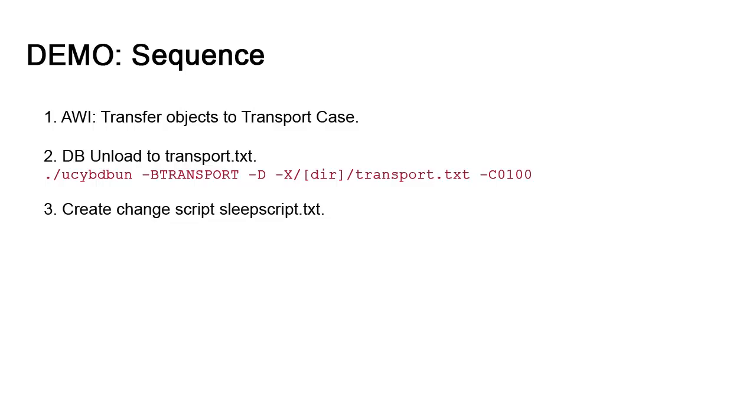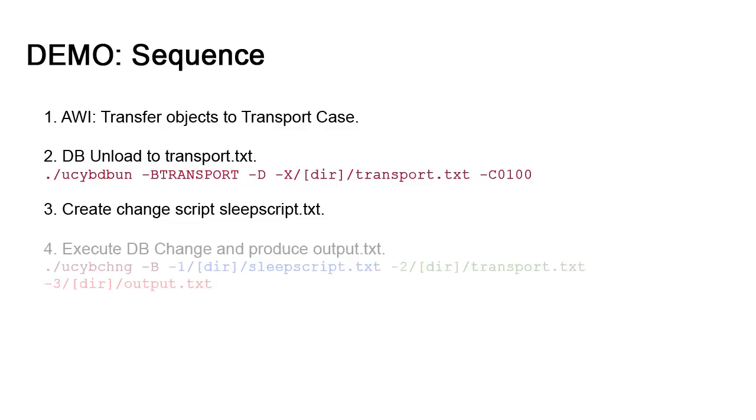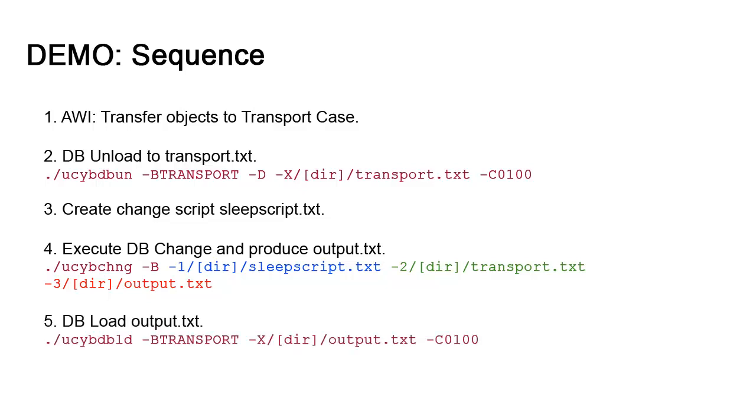That script will make a replace_parts change to the process page of our jobs objects. Then we execute dbChange and produce an output file. The command has three options, -1 for the script, -2 for the transport case output file, and -3 for the file containing the changed objects. Finally, we'll db load the objects back into the system using the output file.